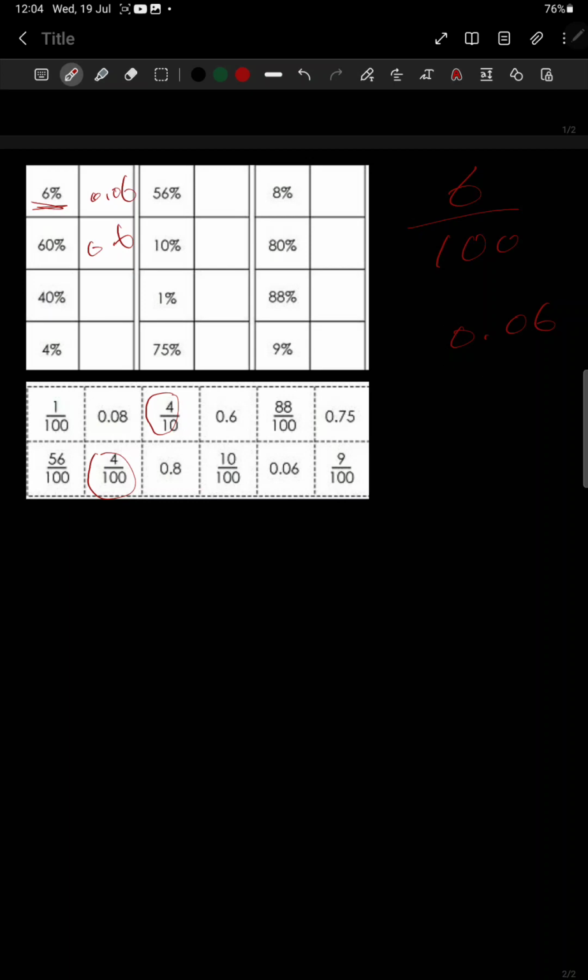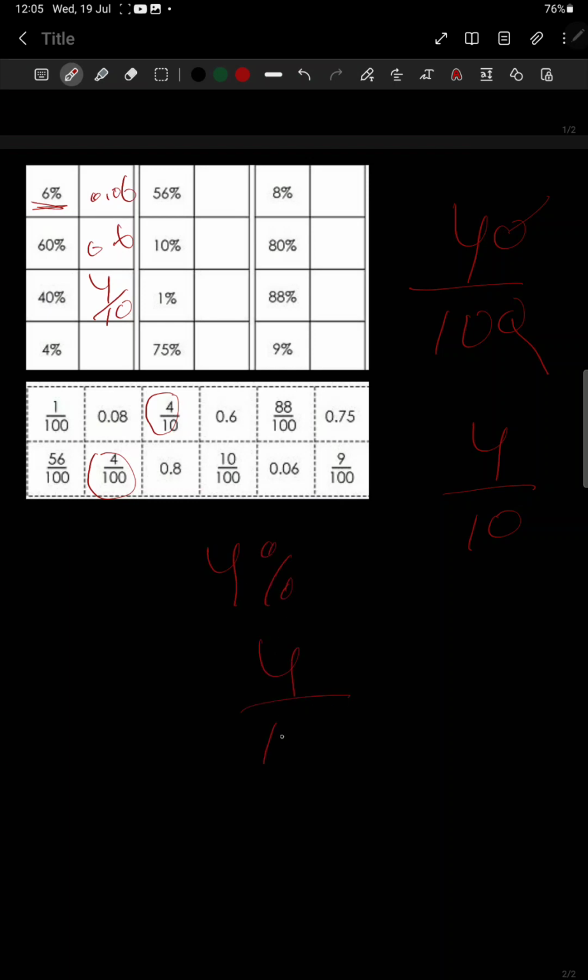It is 40%. So 40% means 40 over 100. While cancelling, this 0 will be cancelled out by this 0. This will be 4 by 10. So it must be 4 by 10. The next is 4%. 4% means 4 by 100, so this will come over here, 4 by 100. The first column we have done.